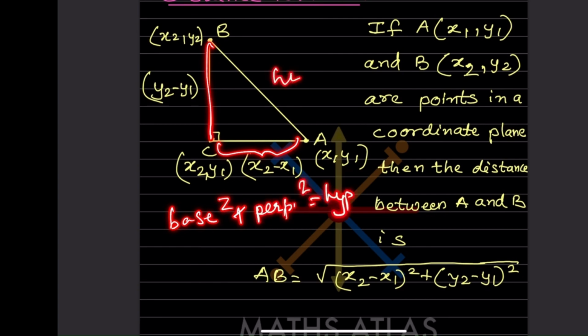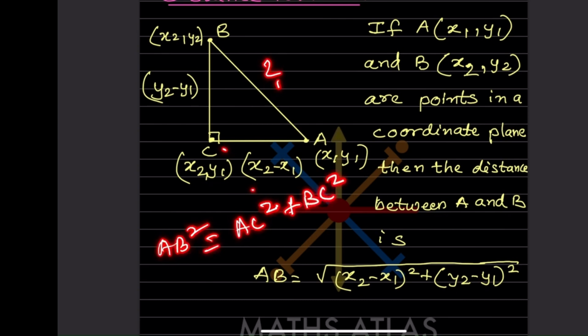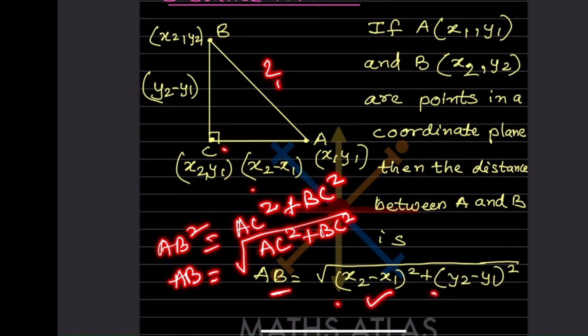So this is the hypotenuse. So the base square, this AB square, this the hypotenuse square is AC square, because this is the base, and BC square, this is the height. So when we square both sides, what will we get? We get AC square plus BC square. So AB is the square root of AC square plus BC square. Hope you got this one.